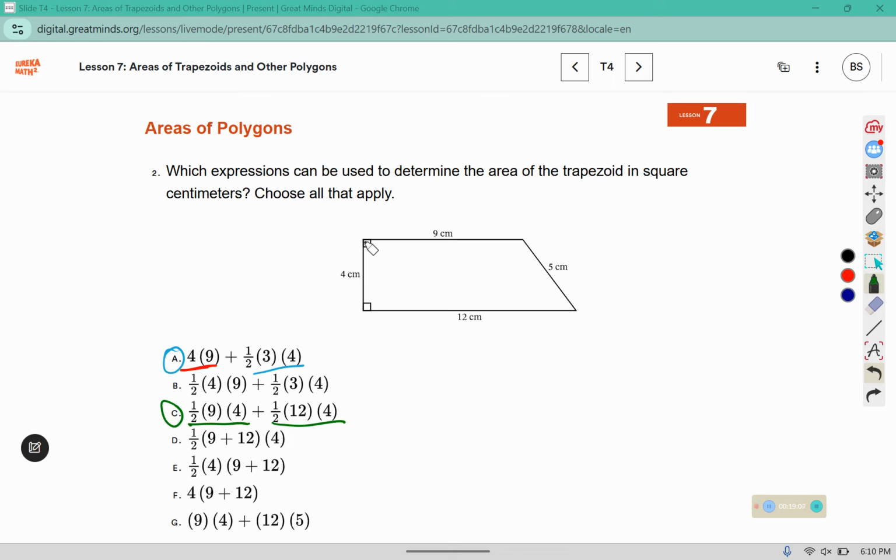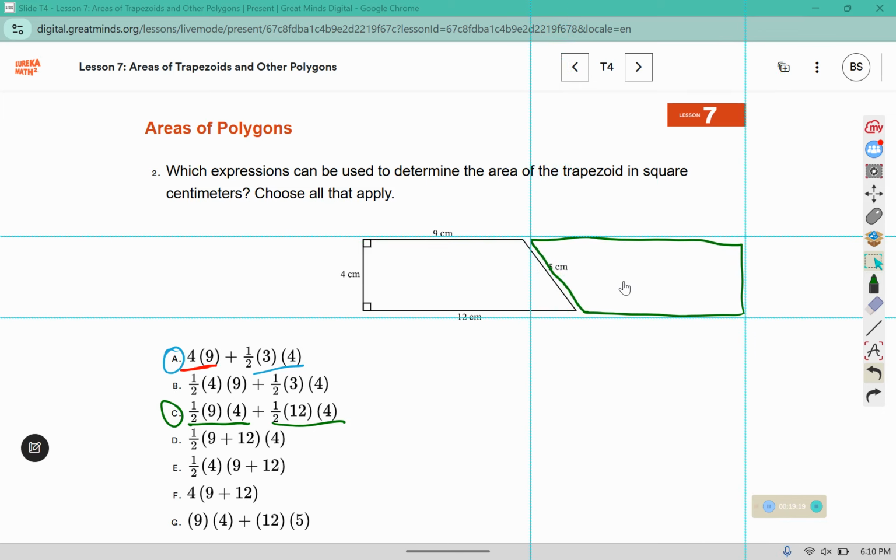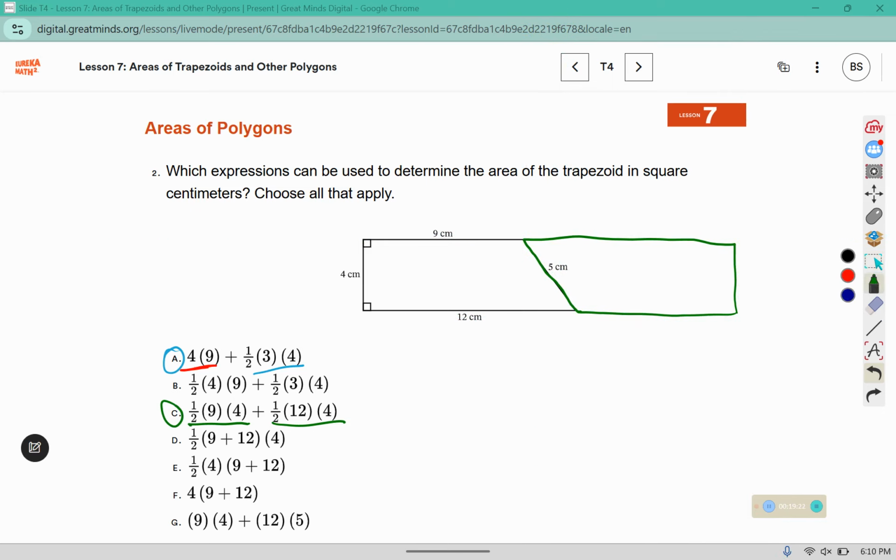A less common strategy that people may try is if they created 2 of these trapezoids and turned it into a rectangle. This piece was 9, this piece was 12, and this piece was 4. So if we wanted to find the area of this whole rectangle, we could add these 2 for the base, and then times it by the height.